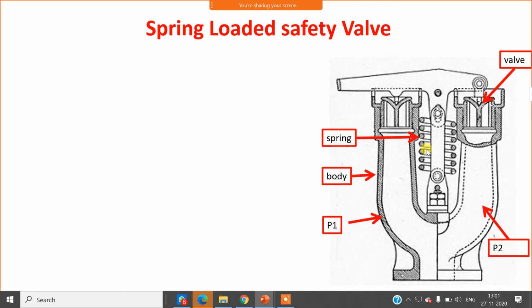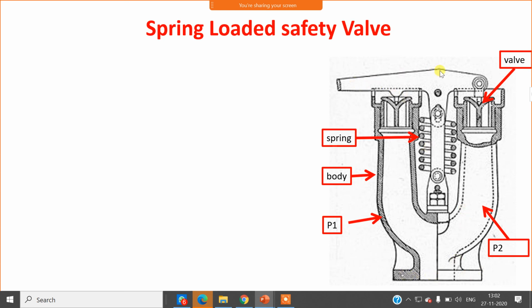Next, spring-loaded safety valve. The function of a spring-loaded safety valve is the same as that of other safety valves, only the construction and working differ. It consists of a U-shaped body. This steam pipe is marked P1 and this is P2. This valve is mounted on the boiler shell or boiler chest with the help of a flange.